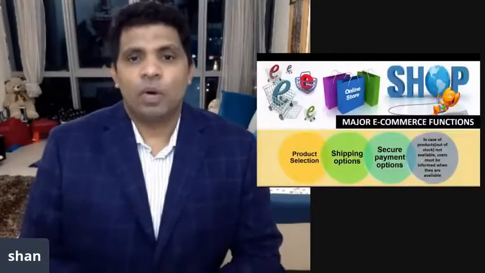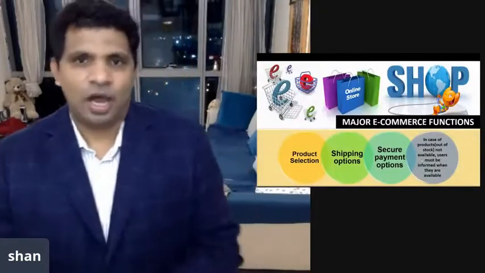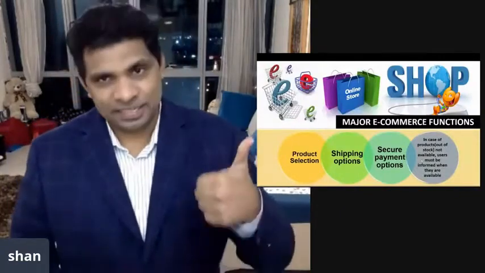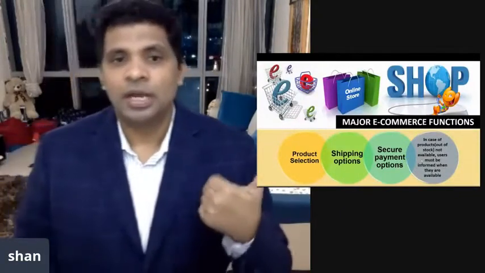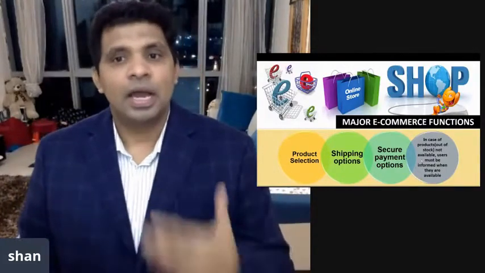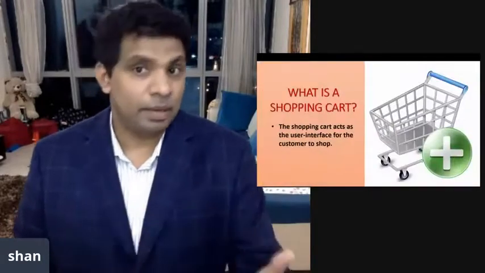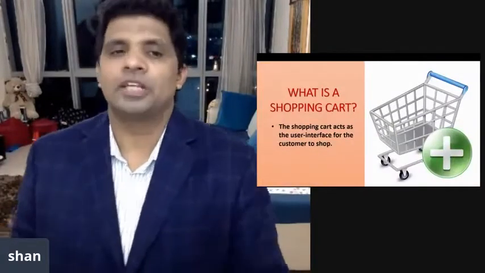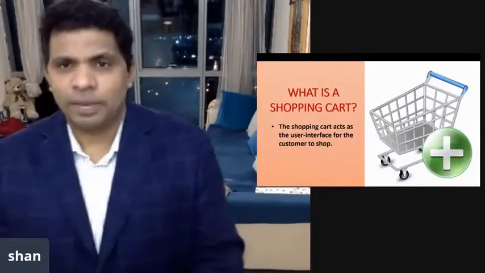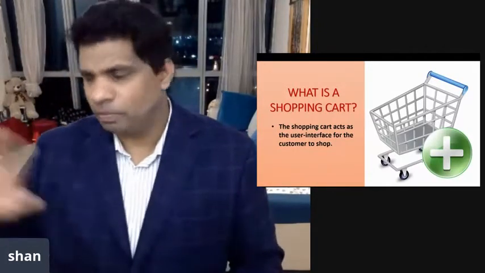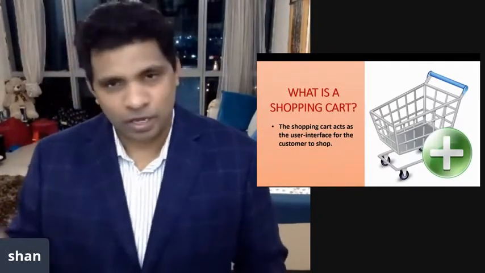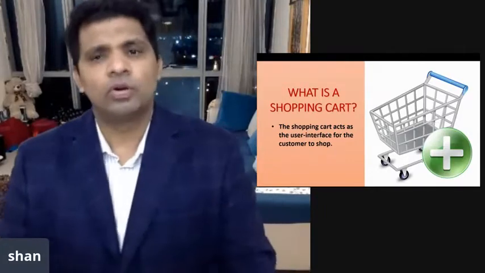Okay. Now, what are the major functionalities of e-commerce? One is product selection. That's the first important thing. Then shipping options, secure payment, and even out of stock. Many people buy the products, and if the products are not there, it will be an issue. So you need to have stock management as well. So what exactly is a shopping cart? You know that when you go to the website, you buy a couple of products together, add them, and go through checkout, right?